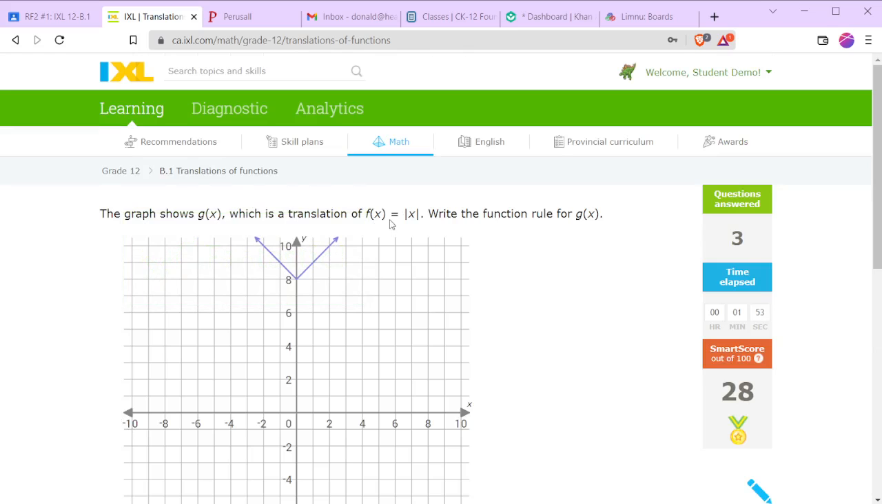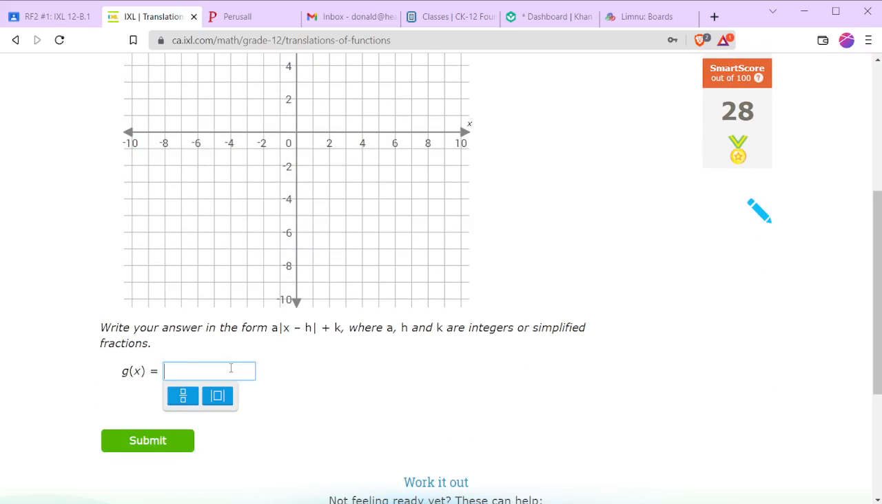Now we're having a translation of the absolute value of x. Again, that naturally goes to the origin. This time it has gone up 8 units. So this has to be in the form |x| + 8.